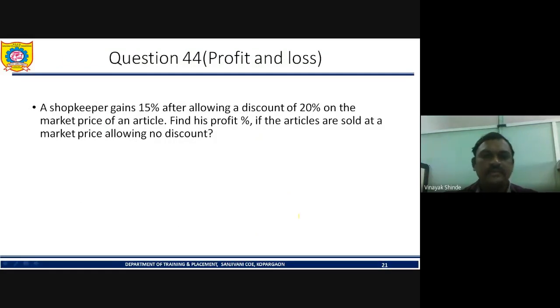A shopkeeper gains 15% after allowing a discount of 20% on the market price of an article. Now we have started with discount also. Find his percentage profit if the articles are sold at a market price allowing no discount. First, try to understand the question.